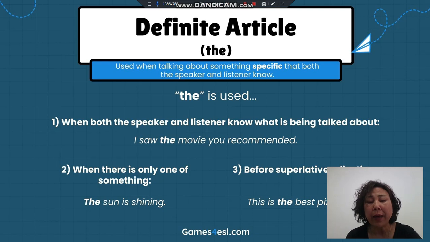The definite article, the, is used when talking about something specific that both the speaker and listener know. The is used first when both the speaker and listener know what is being talked about. For example, I saw the movie you recommended. Second, when there is only one of something. For example, the sun is shining. And third, before superlative adjectives. For example, this is the best pizza ever.